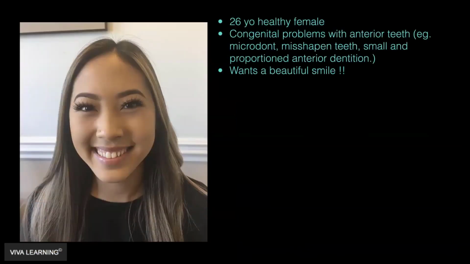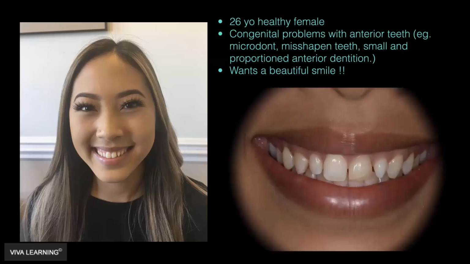This is Sky. She's a 26-year-old female, congenital problems with anterior teeth. She had seen 5 different orthodontists, and they all said they can't help her because she has microdonts, misshapen teeth, small and disproportionate anterior teeth. And the best thing that's going to help her is cosmetic dentistry. And so she wants a beautiful smile, obviously, because she was born with this.